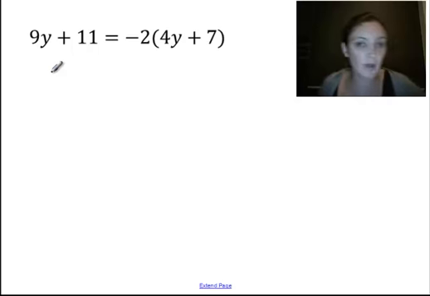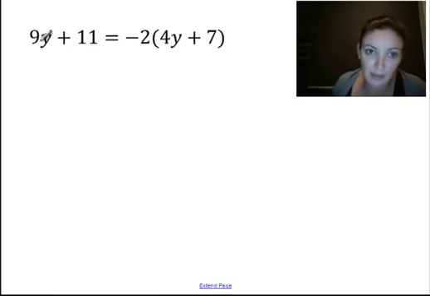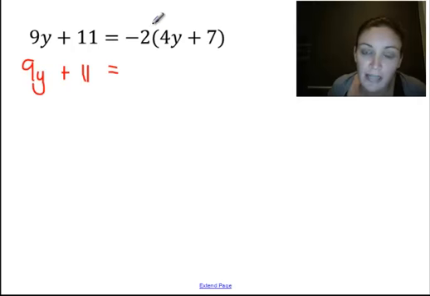Okay, we're just going to do one more example, so you can go ahead and try this if you'd like to before I do it, or you can follow along with me. So on the left side here, we don't have any bracket, so we're just going to rewrite what's already there. 9y plus 11, that's equal to, now we've got to multiply this whole bracket by minus 2. So be very careful here.